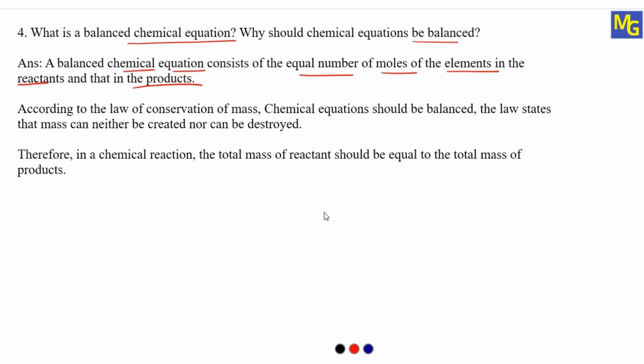So remember, what is a balanced chemical equation? It is nothing but one which has an equal number of moles of reactant and an equal number of moles of product. Meaning the number of atoms present on the left hand side, the reactant side, must be equal to the number of atoms present on the right hand side.